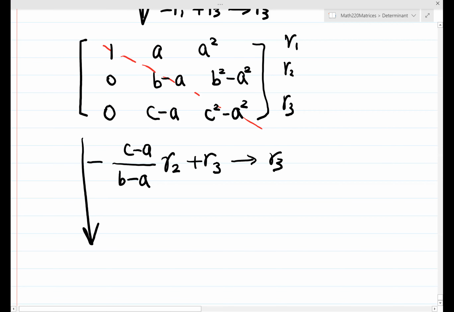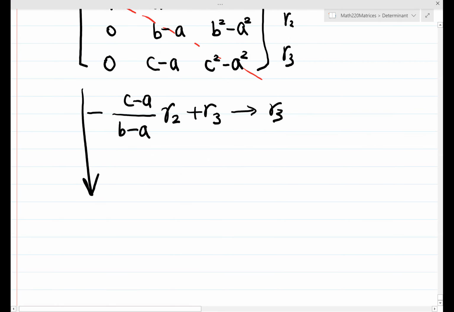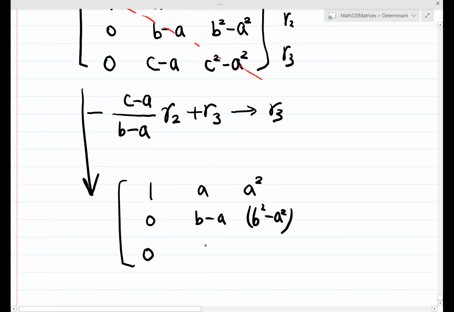Okay. So R1 and R2 are kept fixed. Then what we get is 1, a, a squared. Now 0, b minus a, so row 1 and row 2 are fixed. Then b squared minus a squared. Now this becomes 0, because we use the right multiple of R2, so the entry c minus a vanishes now.